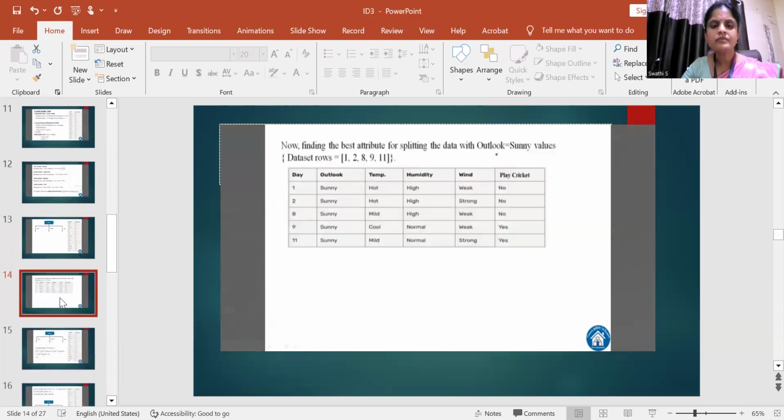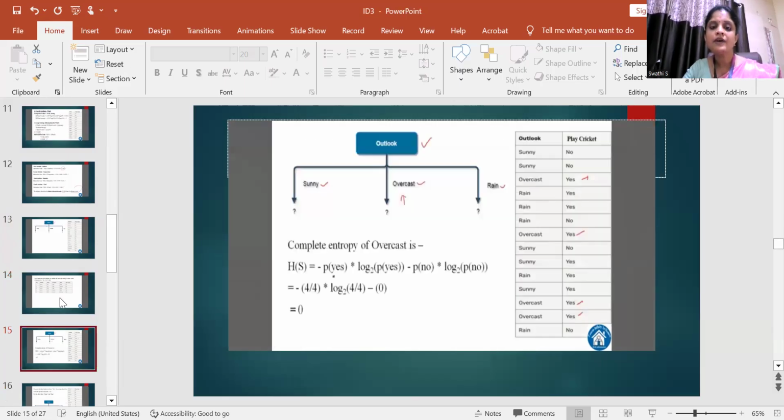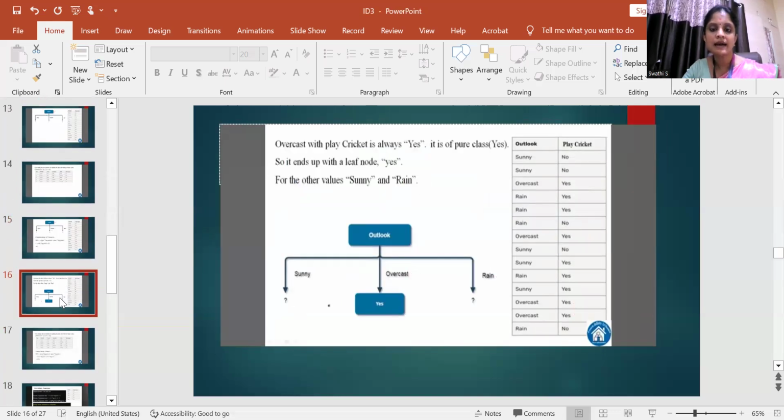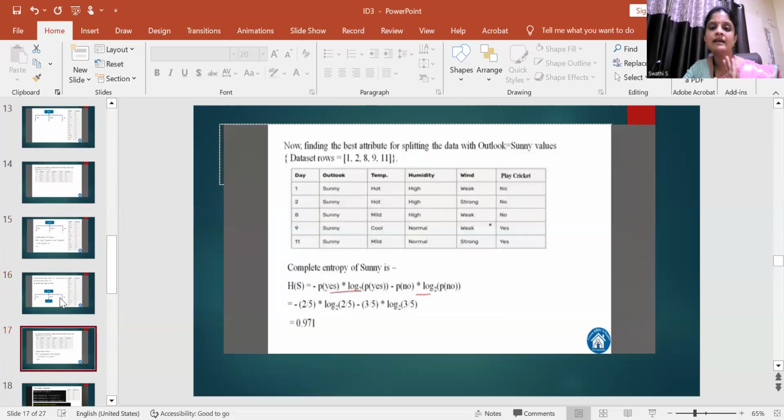So you have to take a separate table for all the sunny values. Out of 14 we have 5 sunny values. So I have to take a separate table for sunny. And for overcast we have all the class labels as yes. So you can conclude it as yes. So now you want to expand sunny and rain.